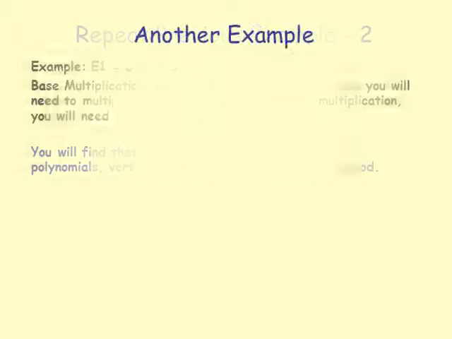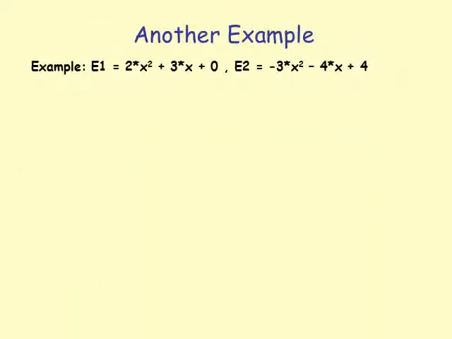Let's get an example. We'll take it. E1 is 2x squared plus 3x plus 0. Please note that 0 here, and you better fill in the ranks of the missing term by using a 0 coefficient. Okay, E2 is minus 3x squared minus 4x plus 4. It's a quadratic here. The highest power is 2 here. That's quadratic. The highest power is 2 here. That's also quadratic. Let's continue here.